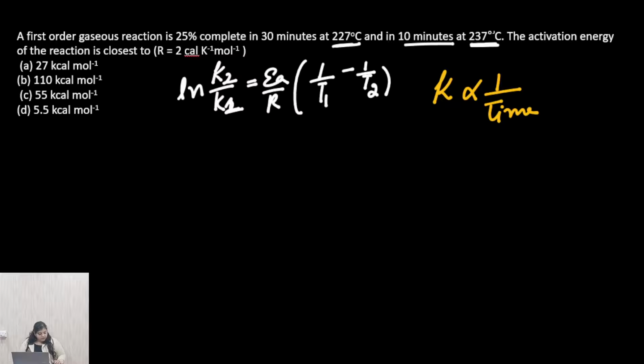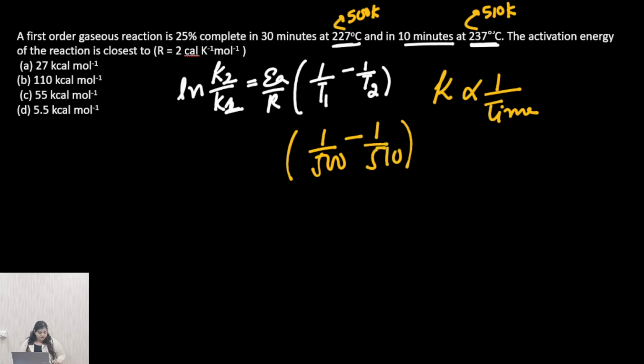So here the two temperatures: the first one, 27 degrees, will be 300 Kelvin, and the other becomes 310 Kelvin. So T1 we have at 300 Kelvin, and T2 we have at 310 Kelvin.